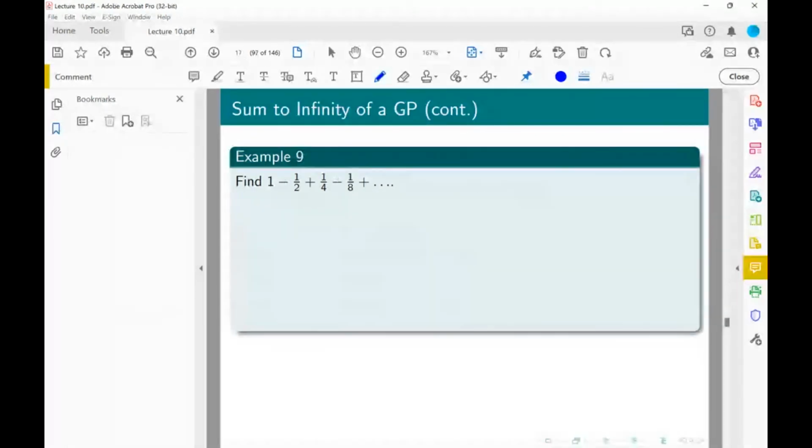What about this one? This one's slightly different. This time we alternate signs, so it's 1 minus a half plus a quarter minus an eighth. What's the only difference here compared to the last example?